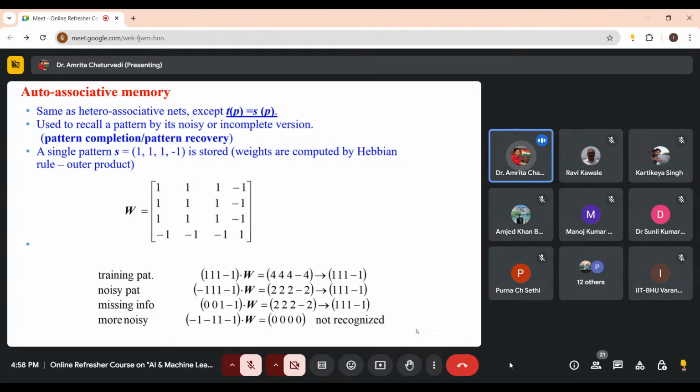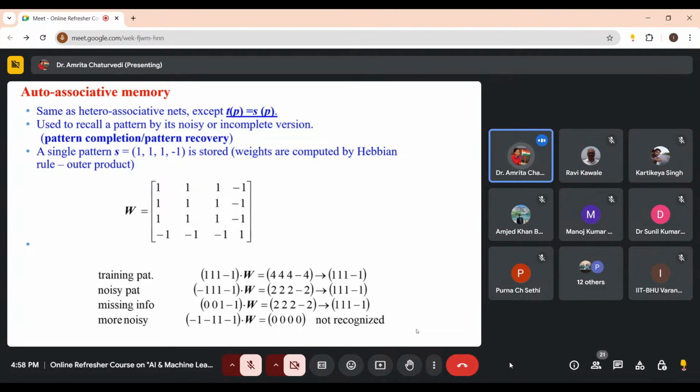So 1 1 1 minus 1. Now you see that this is equal to the input pattern that you had taken, 1 1 1 minus 1. So this means that this pattern is known. Now suppose you want to introduce some noise in this pattern. So you reverse the sign of the first value, that is, you make 1 as minus 1. So minus 1, 1, 1, minus 1. And then you again multiply it by W, and you get 2, 2, 2 minus 2.